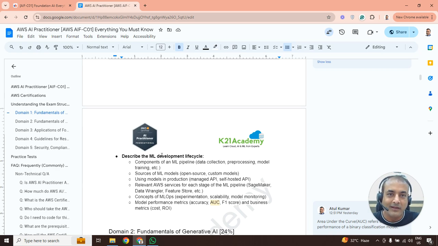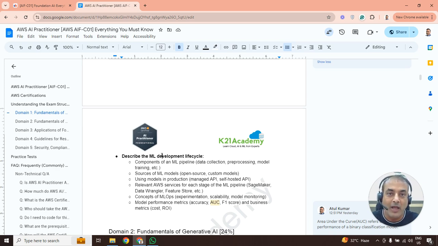So what are the related services in that? Like SageMaker is one of them. Data Wrangler is another one as well. And the feature store, etc. There are a lot of services available. Then also the concept of machine learning operations. How do you do end-to-end MLOps, similar to the DevOps that you see?